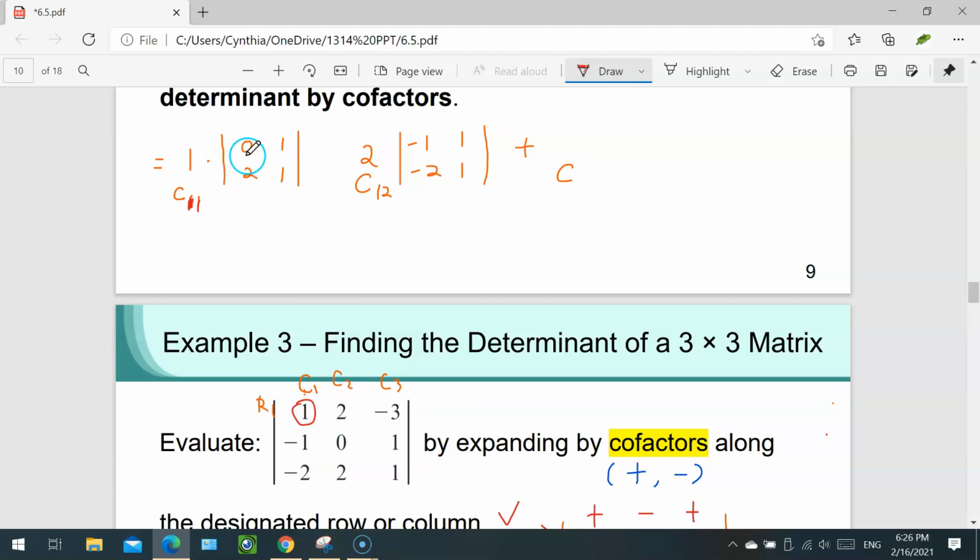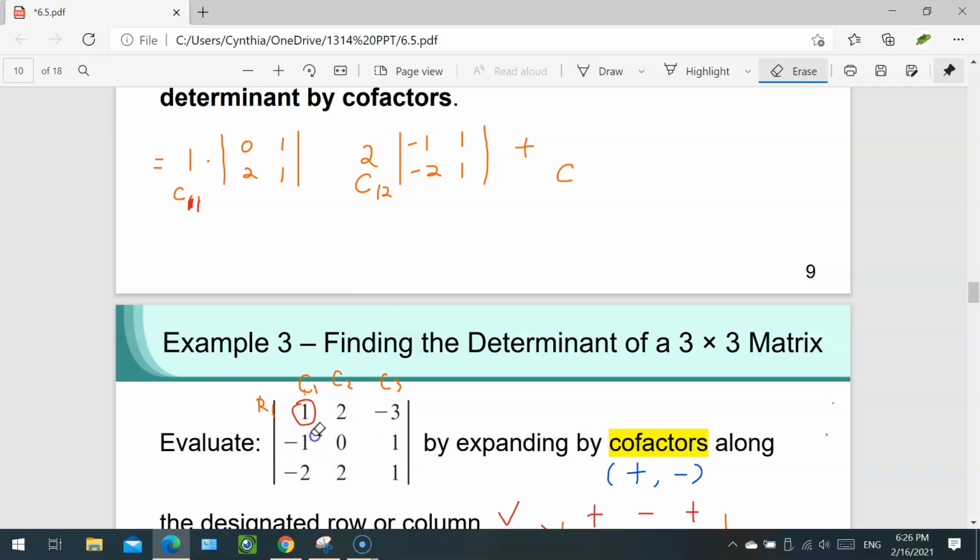And then these 4 elements, they are coming from, if I draw the horizontal line and vertical line to intersect at the cofactor 1, the remaining 4 that will turn to the minor. So I have this 4, 0, 1, 2, 1, and they will turn to the minor. Now we move on to the next element, which is 2.